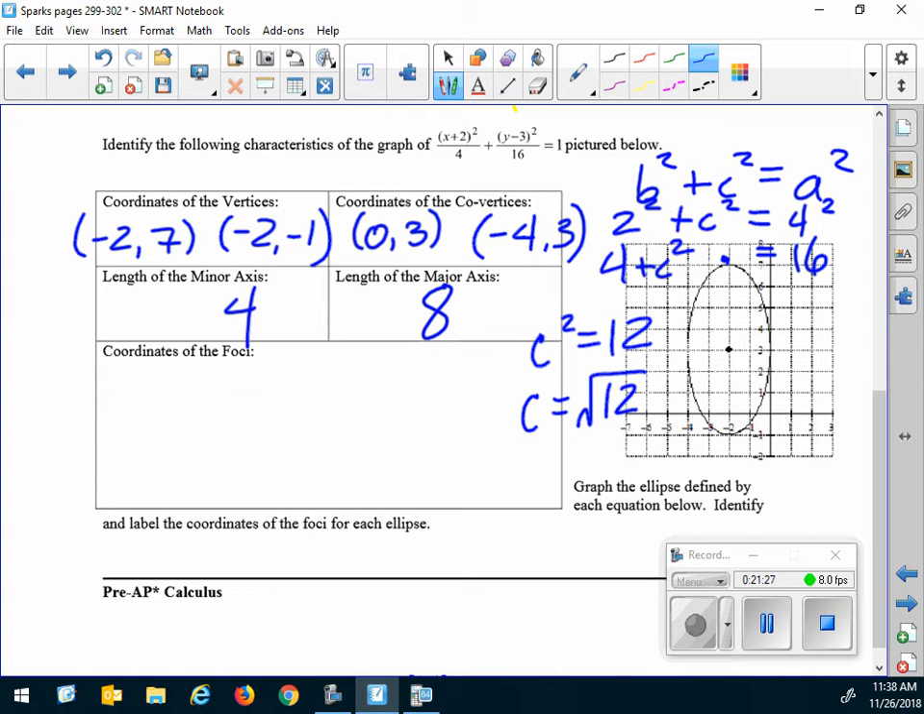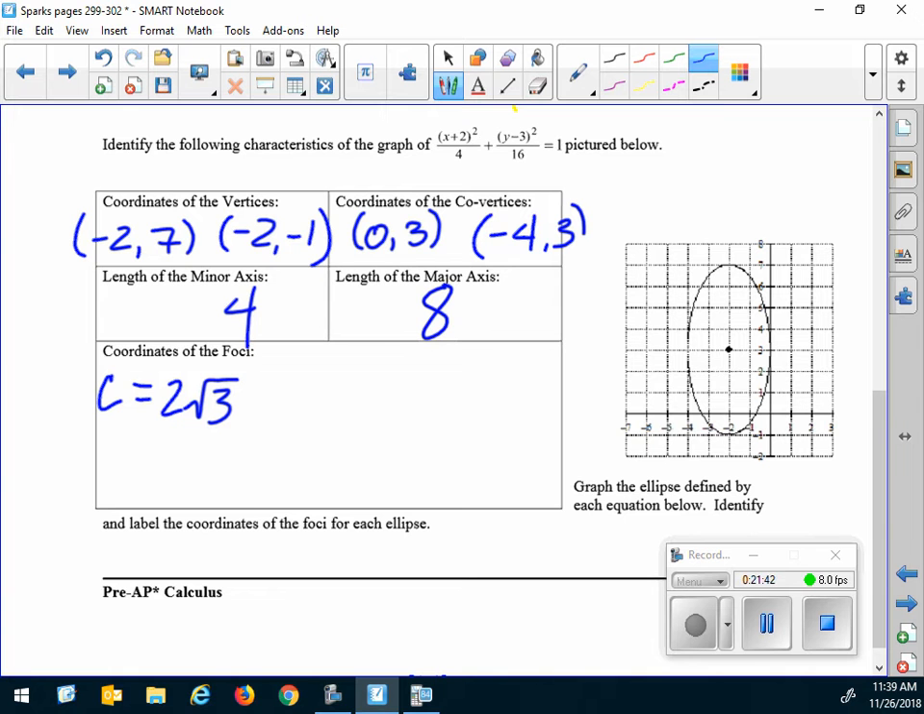Clean up square root 12. 2 square roots of 3? Yep. So C is 2 square roots of 3. Now here's the issue. I got to find the coordinates. Do the foci run vertically from the center, or do they run horizontally from the center? Vertically in this case. So I'm going to go from the center up 2 square roots of 3.